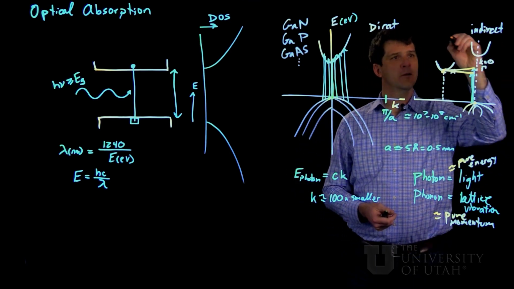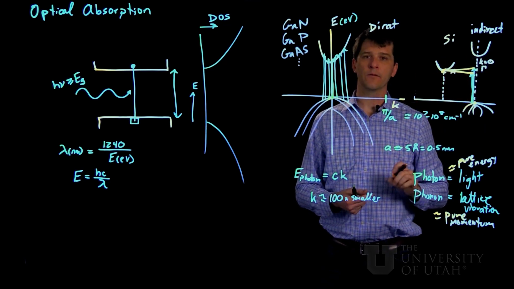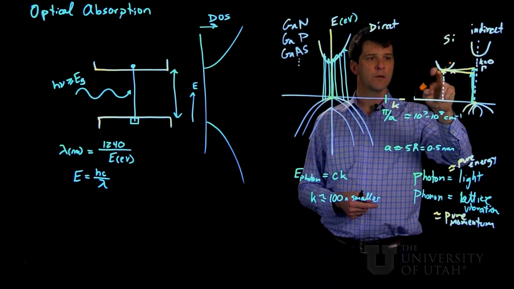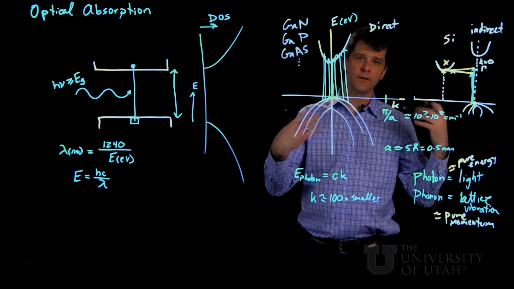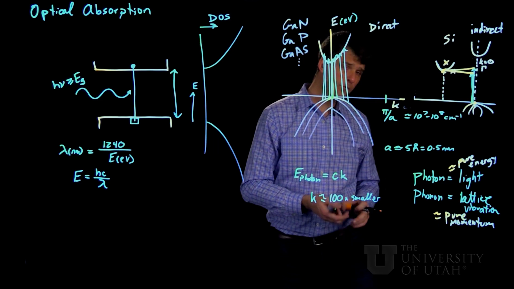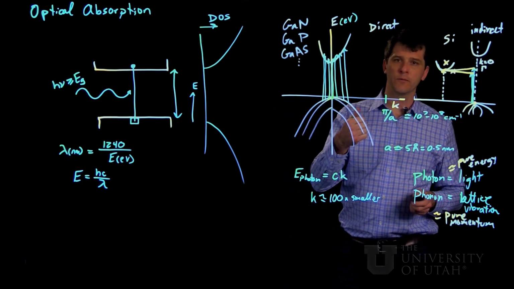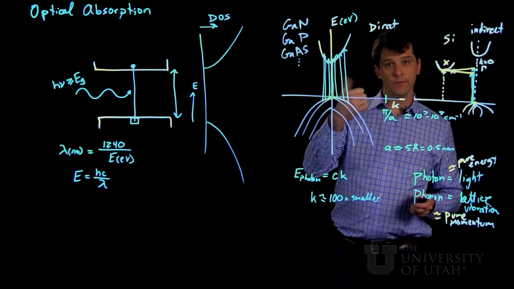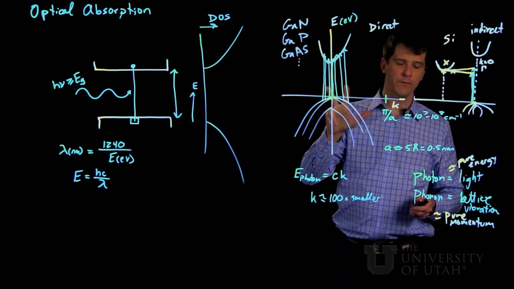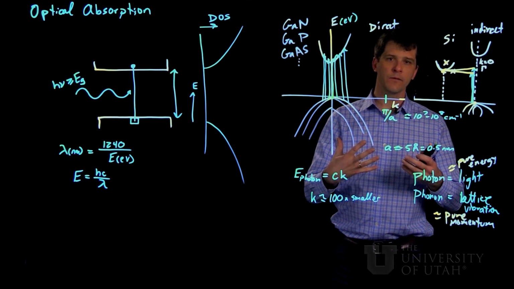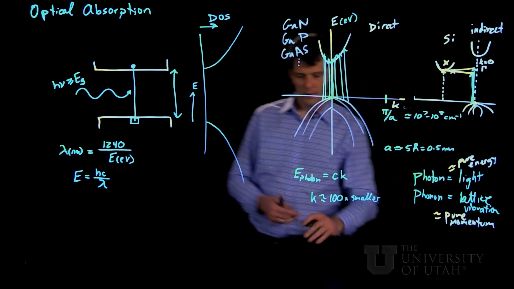So in an indirect material like silicon, you put those two together and you can get yourself over to the conduction band minimum at X, conserving both energy and momentum at the same time. But what this means is that you have to have three particles participating. You have to have an electron, a photon and a phonon all at the same time. So the probability of these processes is very much reduced, something on the order of about 100 times weaker.